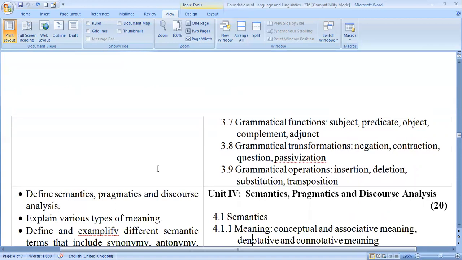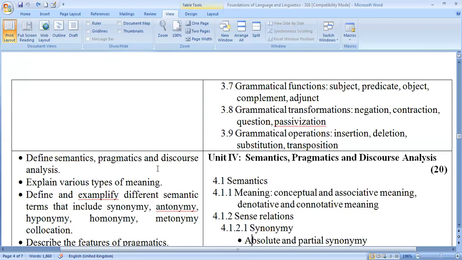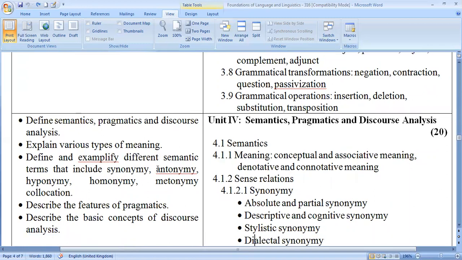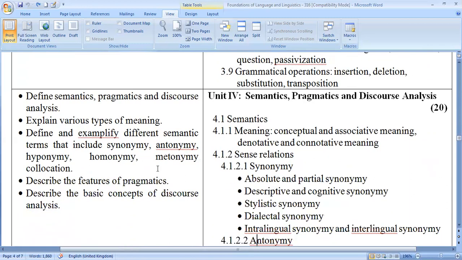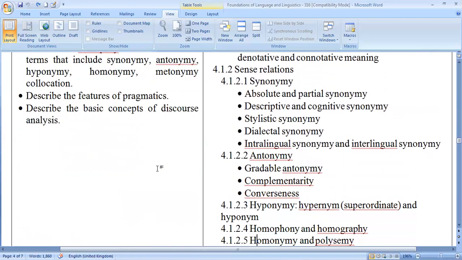Then in unit 4, semantics, pragmatics, and discourse analysis. Then there is a definition of semantics, the use of language in appropriate situation. Semantics: meanings, conceptual and associative meaning, denotative and connotative meaning there, sense relation, synonymy. Under the synonymy, that is absolute and partial synonymy, descriptive and cognitive synonymy, stylistic synonymy, dialectal synonymy, intralingual synonymy, then antonymy there, gradable antonymy, complementarity, converseness, that is types of antonymy there.